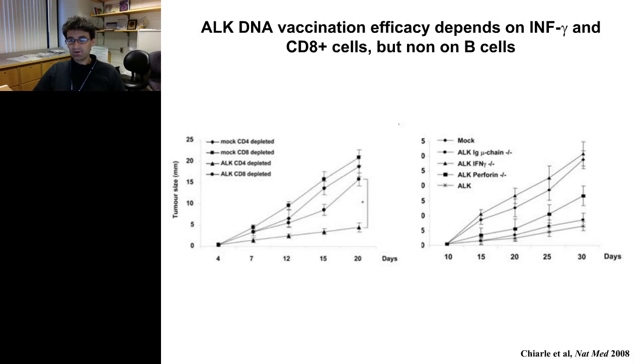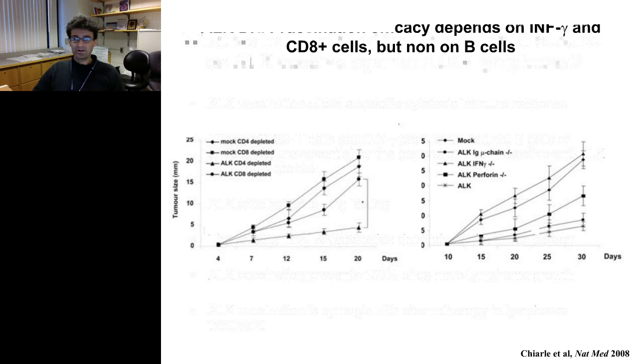Instead, the production of antibody, which means the presence of B cells, is totally dispensable because, as you see here, the tumor was as well protected with or without B cells. So B cells are really not needed in this strategy of tumor vaccination.